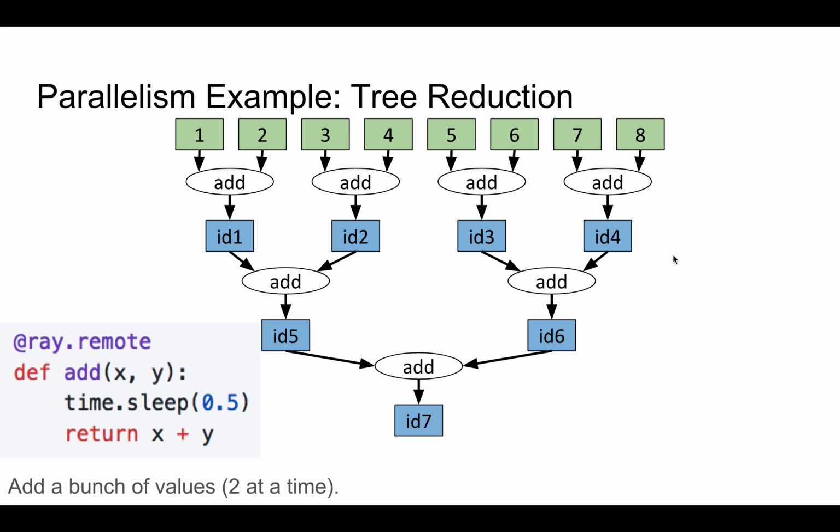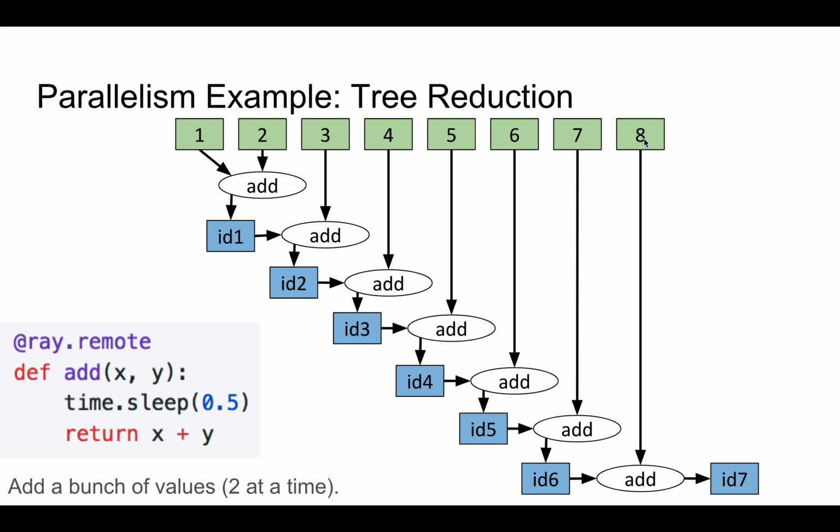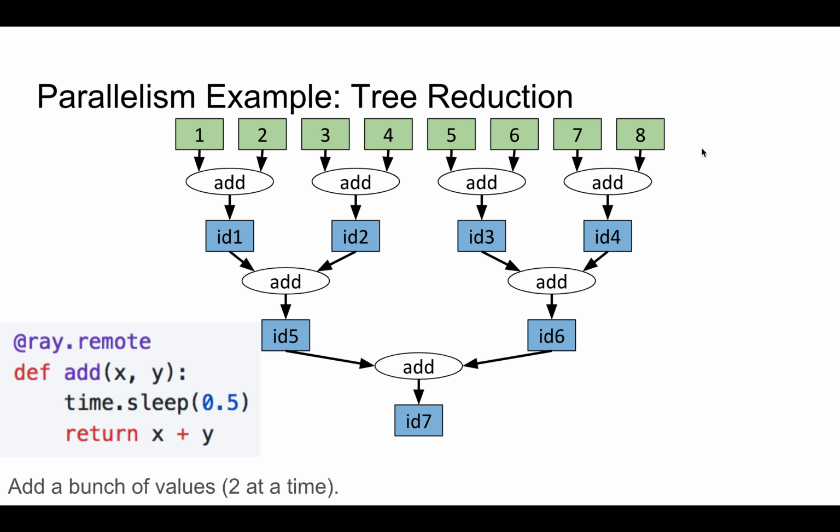And you can imagine as this number of 8 gets larger and larger, this is going to grow linearly. The time taken by this is linear in the number of things you want to aggregate, and the time taken here is logarithmic in the number of things you want to aggregate. That's because the depth of this tree is logarithmic, and you may want to think about why that's the case.